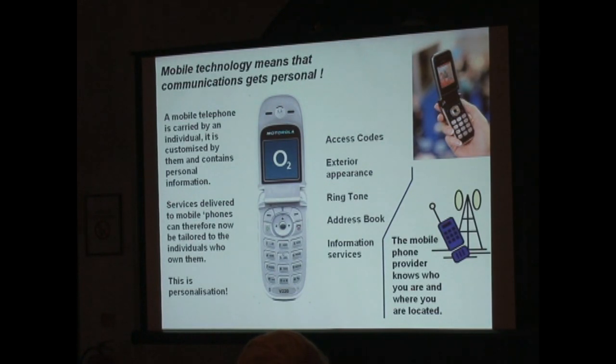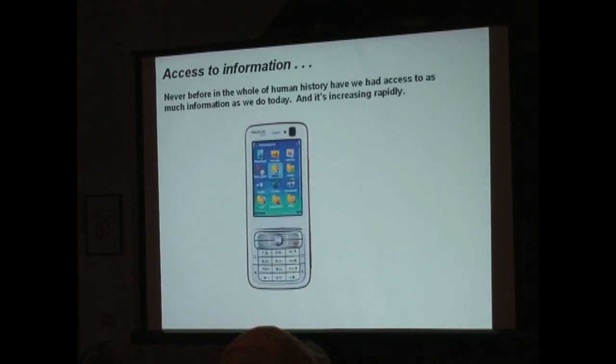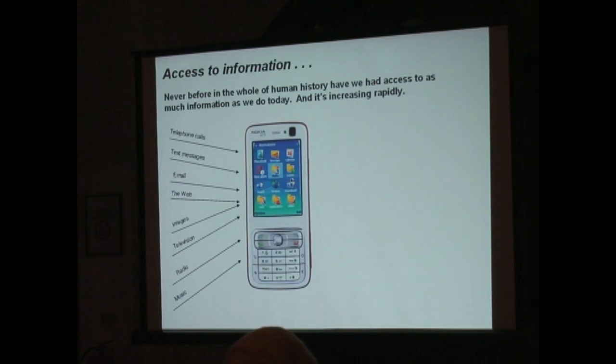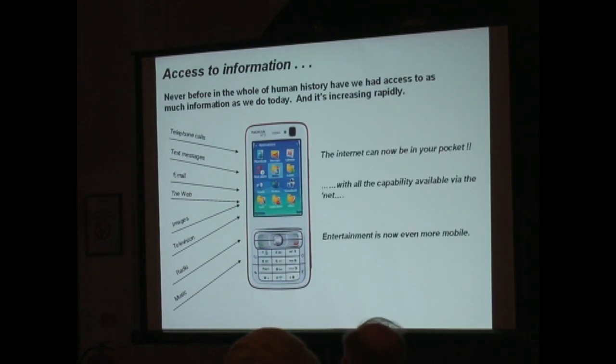And what's more, the mobile provider knows exactly who you are and where you're located. That worries some people. But it allows us to have access to information. And never before in the whole of history have we had access to as much information as we have today, and it's increasing all the time. We get telephone calls, text messages, email, the web images, television, radio, music, and it can now be possible to have the internet in our pocket with all the capability available via the net. And entertainment is now even more mobile.